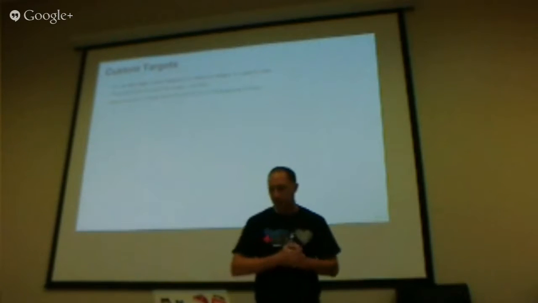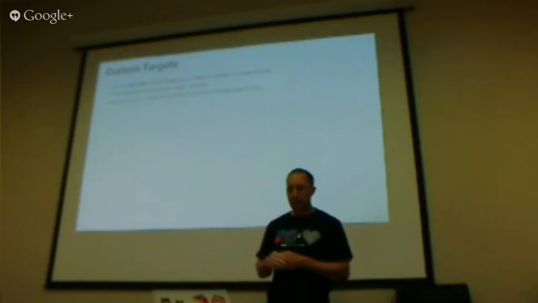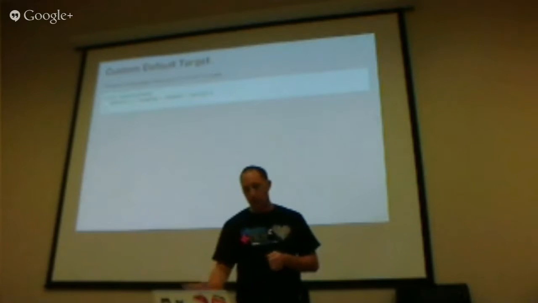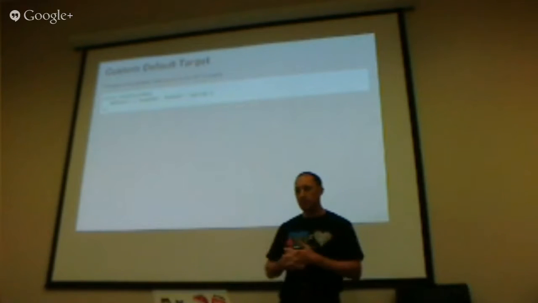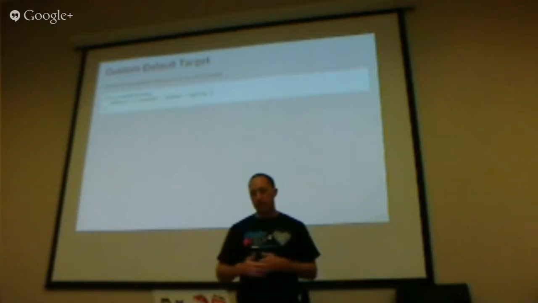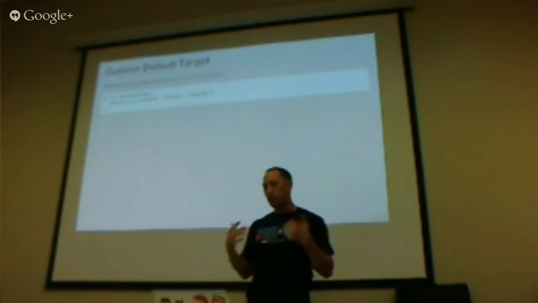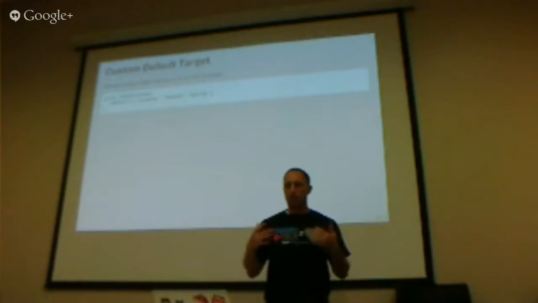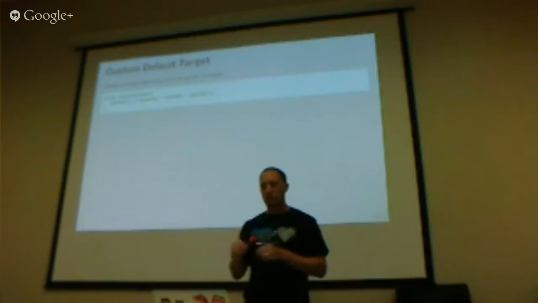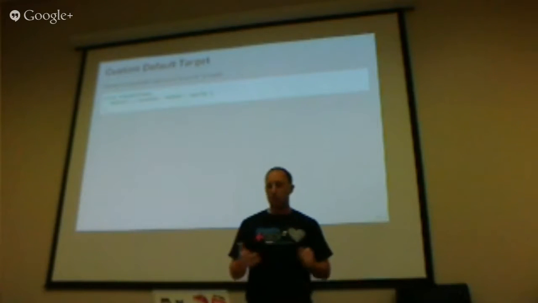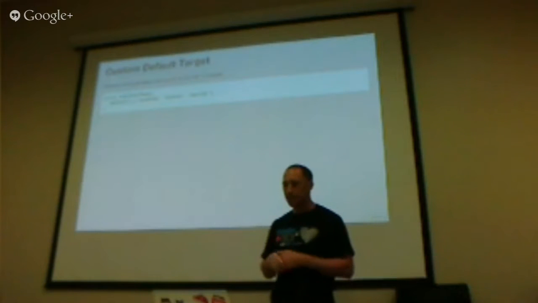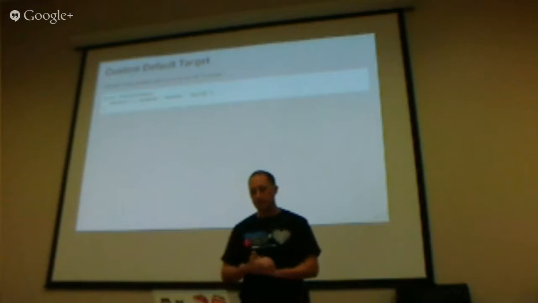So register task is usually done at the end of your module.exports function. So here is a custom default target. What we're going to do is run only these three tasks here when grunt is run with no targets. So if you want to change your default task when you type in grunt without any targets, you could create a task of default and tell it to only run specific tasks.